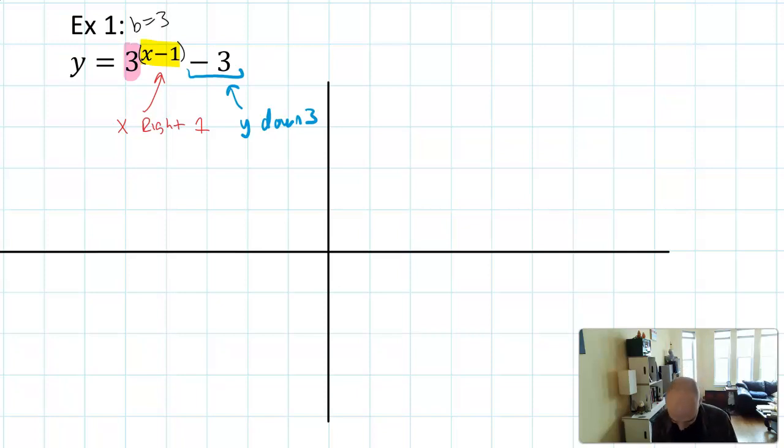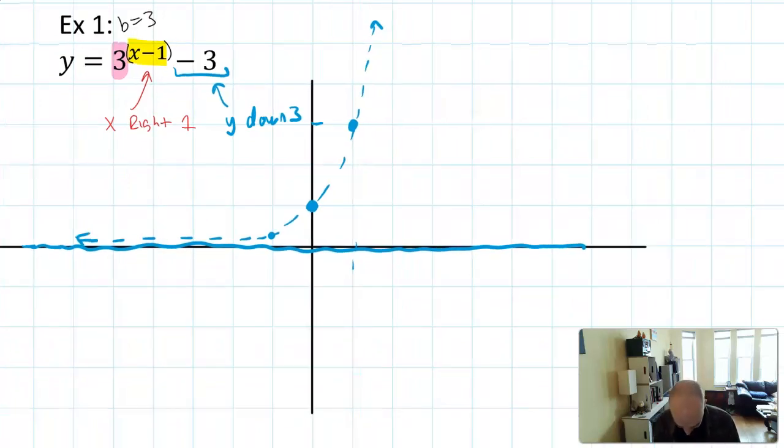So first sketch the parent graph, 0, 1. And I'm going to go 1, 3 as my 2 key points on the graph. I can maybe also put 1/3 over here, and also that horizontal asymptote. Since I'm shifting down 3, I am going to have to shift that asymptote downwards. So here is the base parent graph. You're going to get really good at drawing a base exponential parent graph.